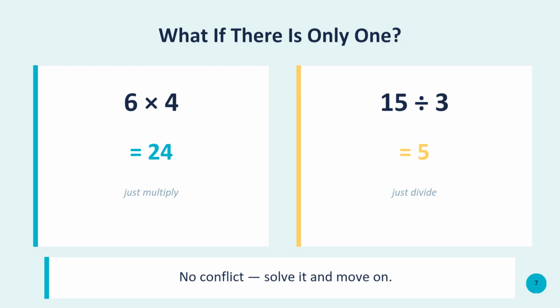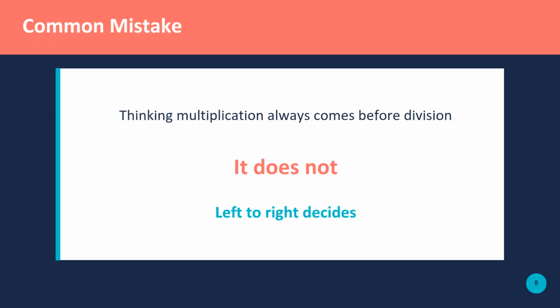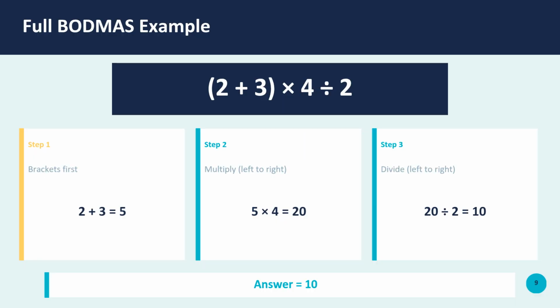If there is only one operation, it is simple. Just do it. 6 times 4 equals 24. 15 divided by 3 equals 5. No conflict. Just solve it. A very common mistake. Thinking multiplication always comes before division. It does not. Left to right decides. Every time.